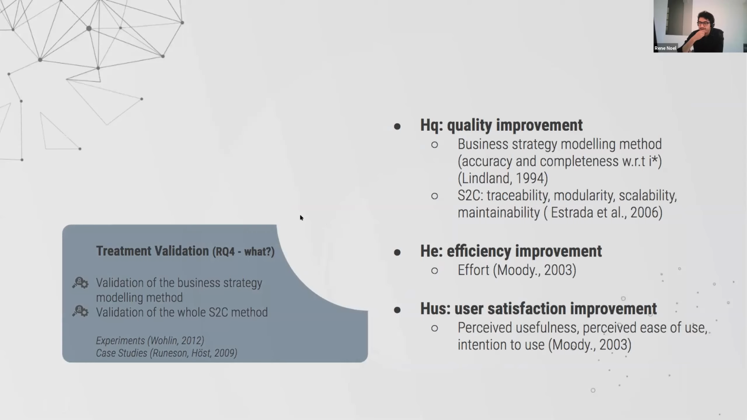The treatment validation regards evaluating 3 main hypotheses that regard mostly the quality improvement, the efficiency improvement, and the user satisfaction improvement. In quality, there is a difference between the business strategy modeling method, where we want to test whether it captures the domain knowledge, and the whole S2C method. We want to improve the traceability, modularity, scalability, and maintainability with respect to the original method.